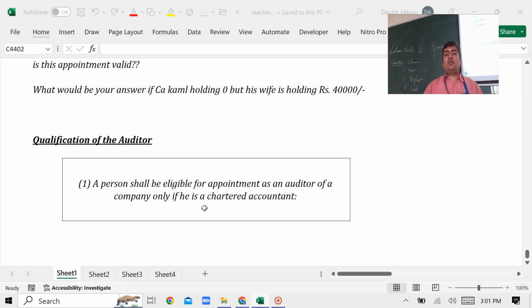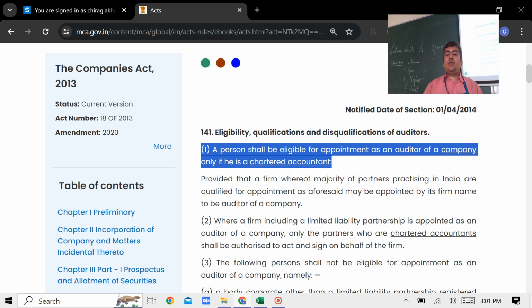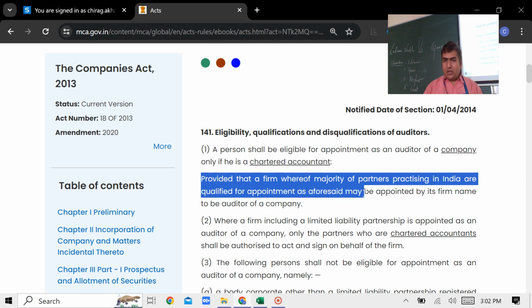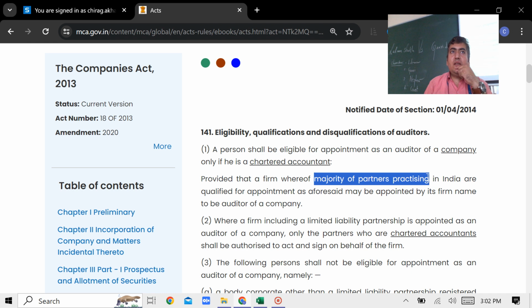Now, other point, it is written about the firm. Look, what is written? Provided that a firm whereof majority of the partners practicing in India. Now, read this sentence carefully. What is written? Firm whereof majority of the partners practicing in India are qualified for the appointment as aforesaid. Aforesaid means chartered accountant. So look, these two lines you see here, many questions can come from them, many. One I have already told you. Look, what happened is that in a firm, majority of the partners should be practicing as chartered accountants.